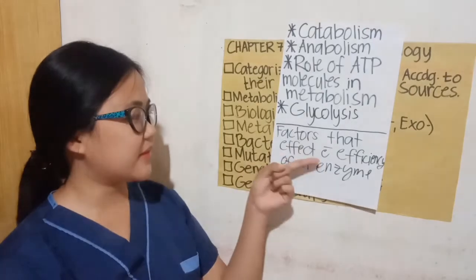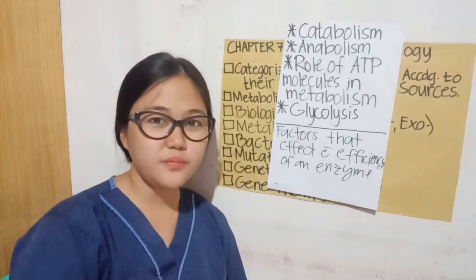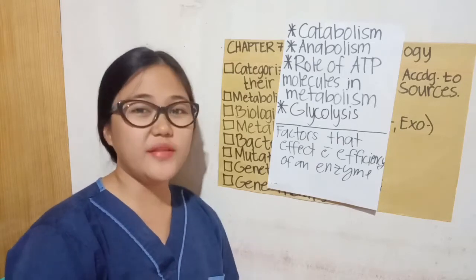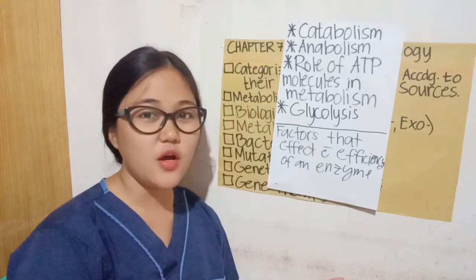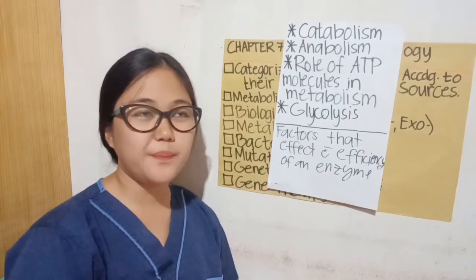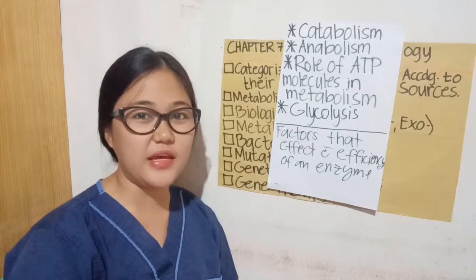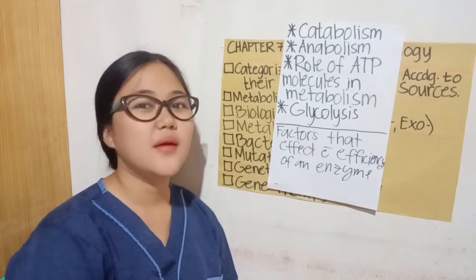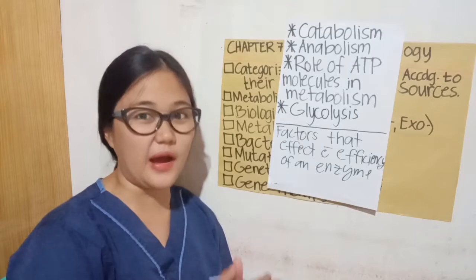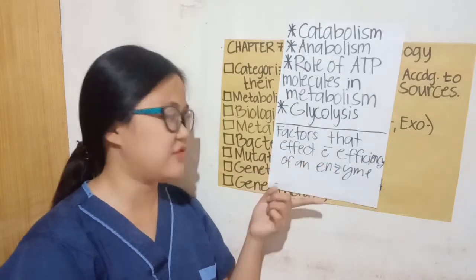There are factors that affect the efficiency of an enzyme. For example, when the pH is too high or too low, the enzyme will not function. The enzyme cannot function well because of its acidity, it cannot reach its maximum or peak level of reaction. It cannot react well because of the factors that affect the efficiency of an enzyme.